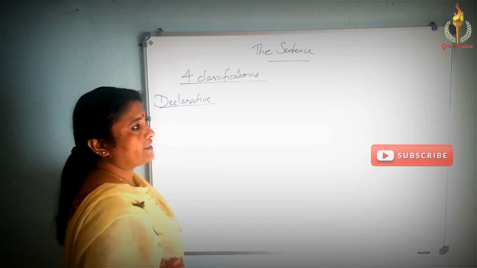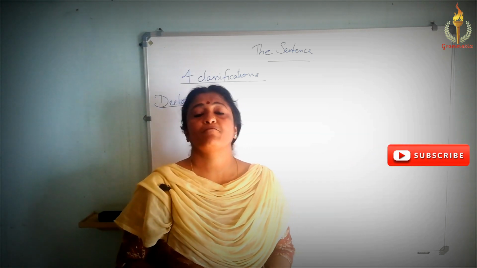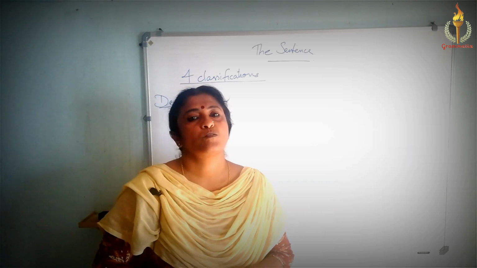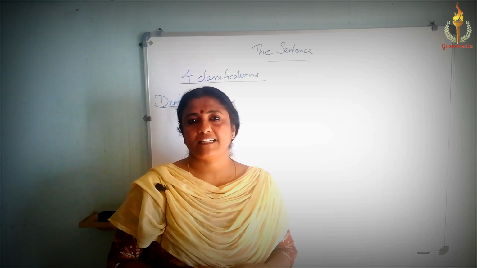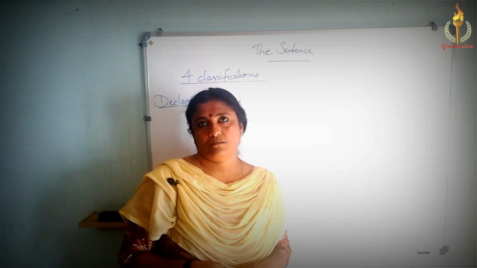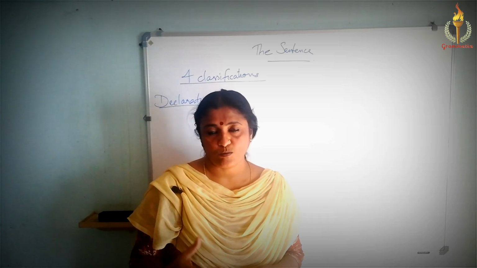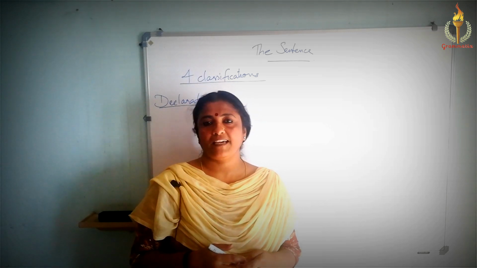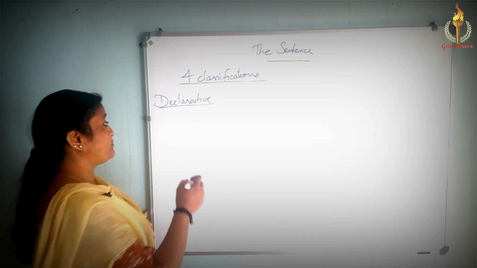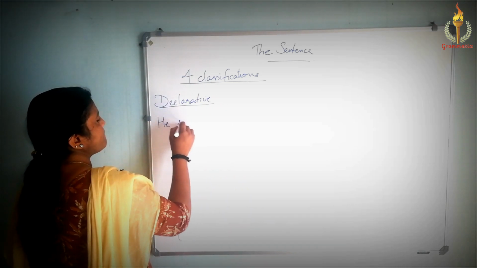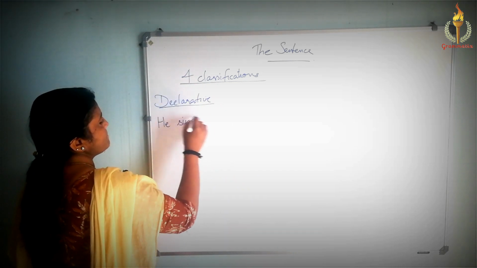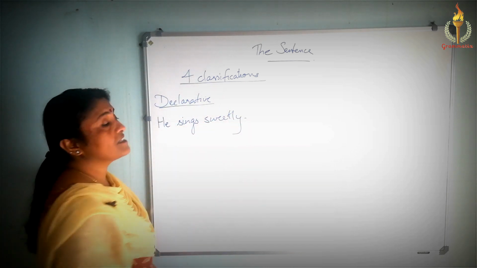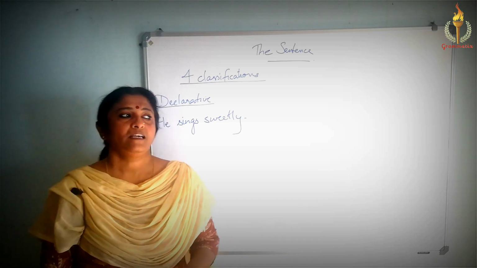Now declarative sentence states some facts. Declarative sentence is also known as assertive sentence. So both are the same thing, declarative and assertive. Declarative sentence tells you some facts. It always starts with a capital letter and ends with a full stop. For example, He sings sweetly. This is an example of a declarative sentence.